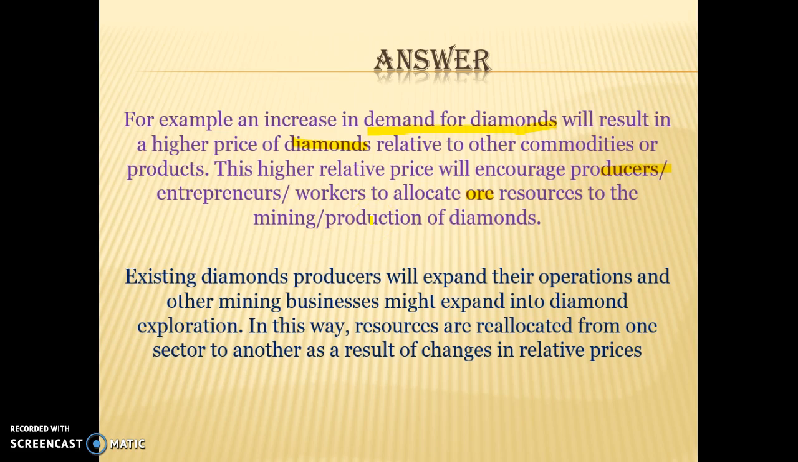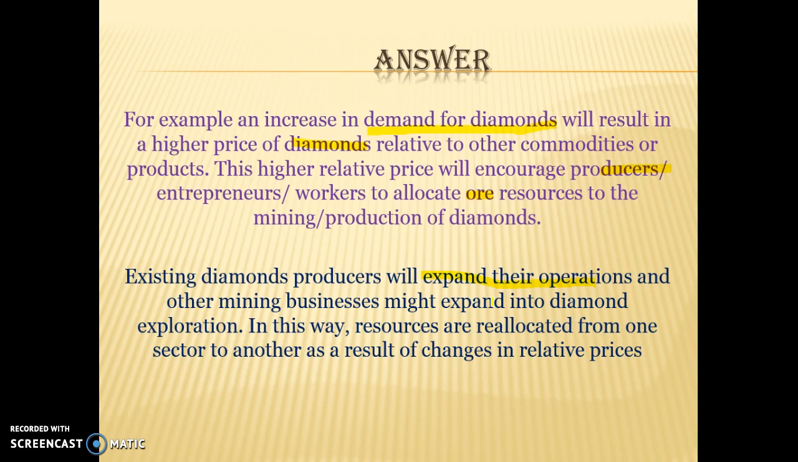Okay. The key thing in getting full marks is actually explaining how the resources change from one industry to the next. That's going to be the difference between a 3 and a 4 mark answer. So how do resources shift into diamond production? Well, what happens? Existing diamond producers will expand their operations, and other mining businesses might expand into diamond exploration. So other industries that might have been mining opals or gemstones will shift into diamond industry.